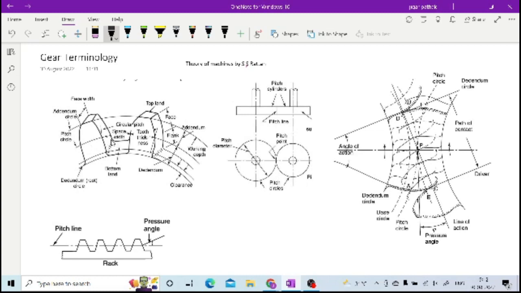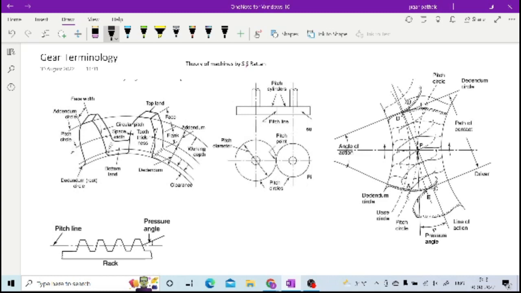Then space width, tooth thickness, all these things are measured along the pitch circle. Space width is the space between two adjacent teeth. Tooth thickness is the thickness of a particular tooth measured along the pitch circle. Face and flank are also mentioned. This top line, bottom line, all these things are clear from the geometry only.